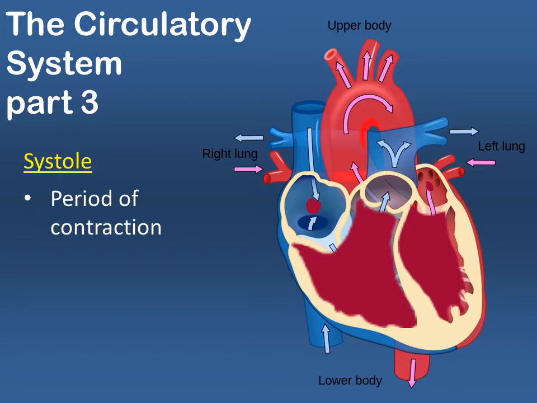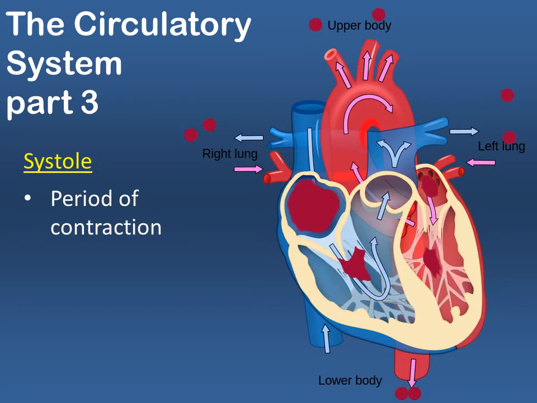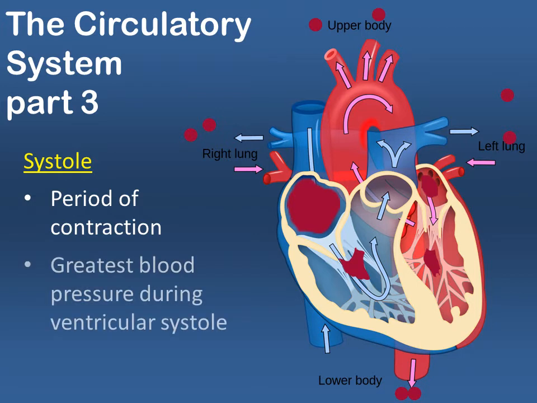And then, of course, the next step would be the ventricles contracting, pushing that blood through the semilunar valves, and that would be ventricular systole. And that is the period when there is the greatest blood pressure in the body. Of course, that left ventricle really giving a big squeeze to the blood and creating a high blood pressure during ventricular systole.